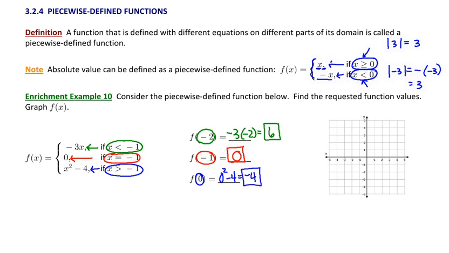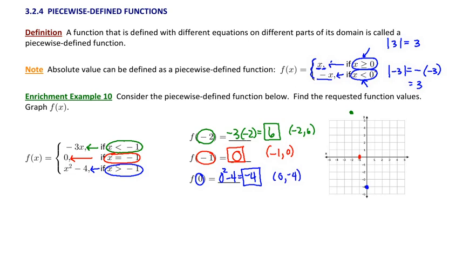Now, we want to attempt to graph this function. At this point, we have three ordered pairs on the function. We have ordered pair negative 2, 6. So we can go ahead and plot that on the graph. It's a little off the graph. That's okay. We have ordered pair negative 1, 0. We'll plot that here. And finally, we have ordered pair 0, negative 4. So that's a start, but what does the rest of the graph look like?